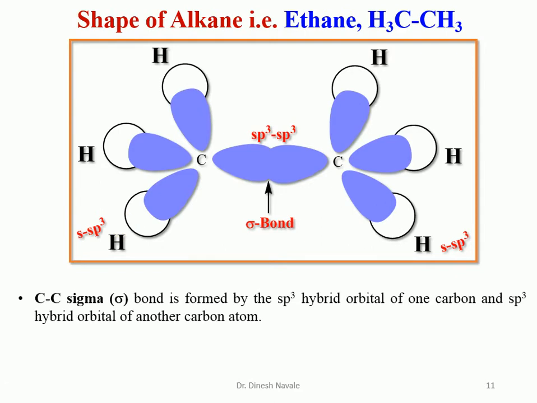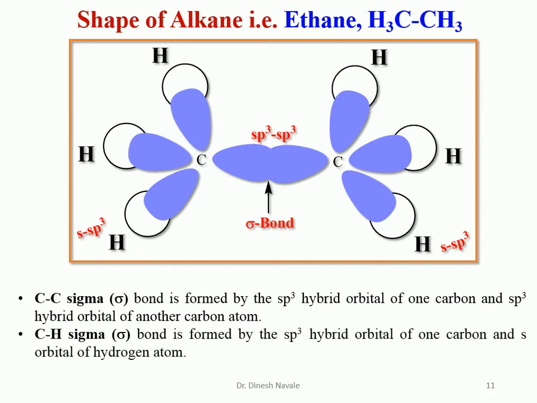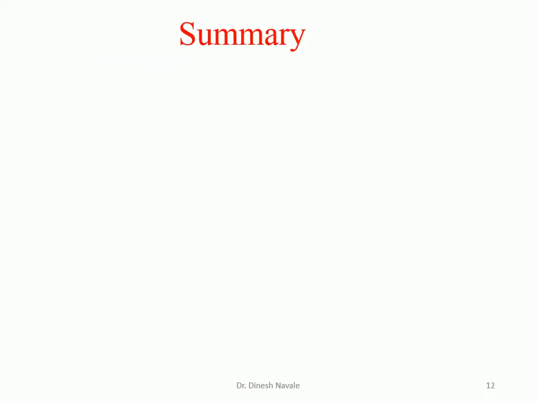So this is how the carbon-carbon sigma bond will be formed by sp3 and sp3 hybridization of each carbon, whereas the CH bond will be formed by the sp3 hybridized orbital of the carbon atom and the s orbital of the hydrogen atom. So this is how.